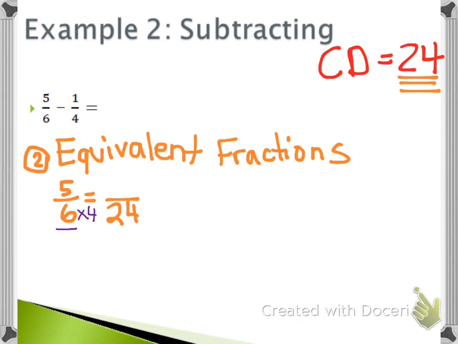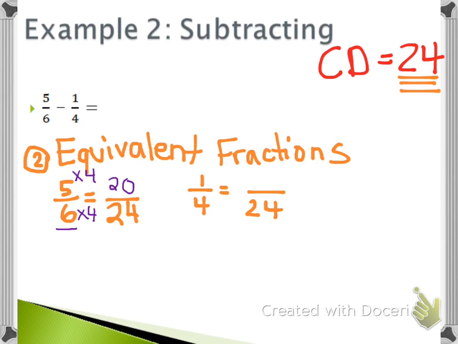is going to give me 24. And whatever I do to the bottom, or to the denominator, I also have to do to the top, or the numerator. So I'm going to multiply the 5 in the numerator by 4 as well. And 5 times 4 is going to give me 20. And so we have our first equivalent fraction, which is 20 over 24, 20 24ths. And so now we need to move on and find an equivalent fraction for 1/4 using the common denominator of 24.